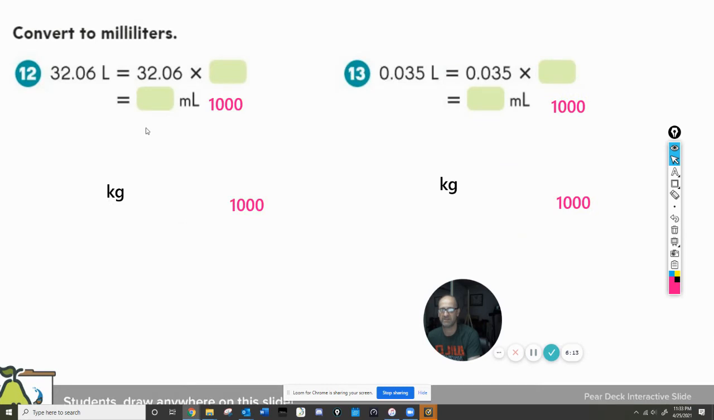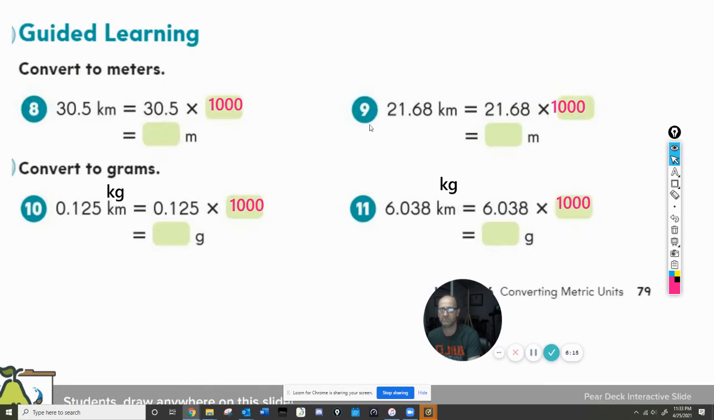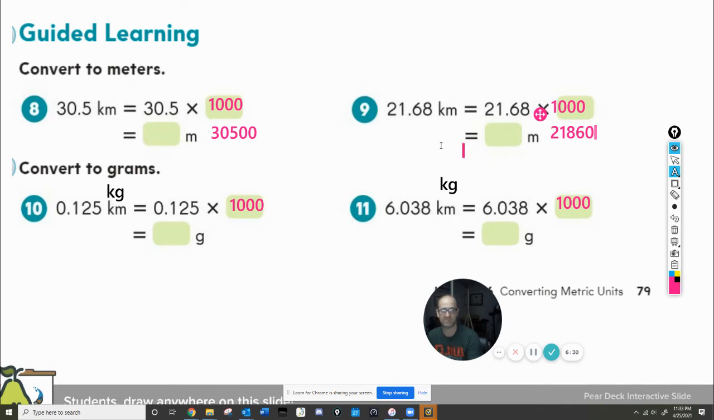So 30 and 5/10. Nope. Come on. Times 1,000 is 30,500. This is 2,860. This is 125. This is 6,038. Boom. Rocking the house.